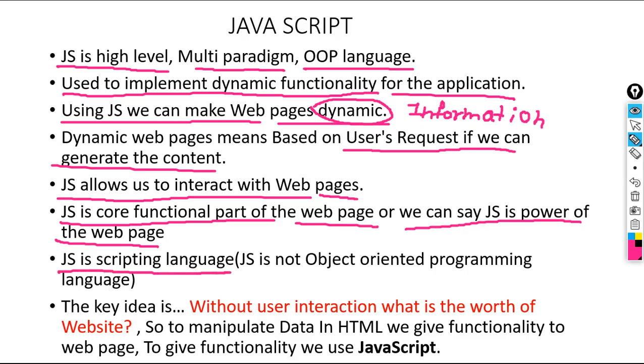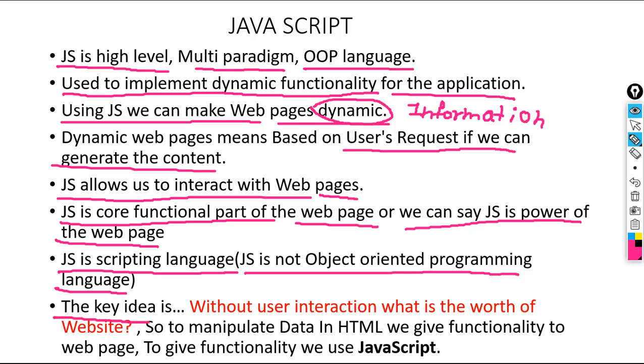JavaScript is a scripting language. So what is a scripting language? That you can learn in the series of essentials of programming. If you have not watched the series of essentials of programming, then please go and watch, so that you will have a better understanding. Now, JavaScript is not a fully object-oriented programming language. It is an object-based programming language.